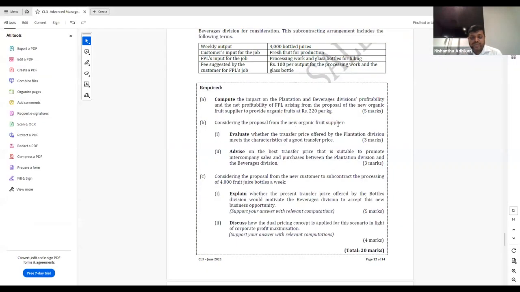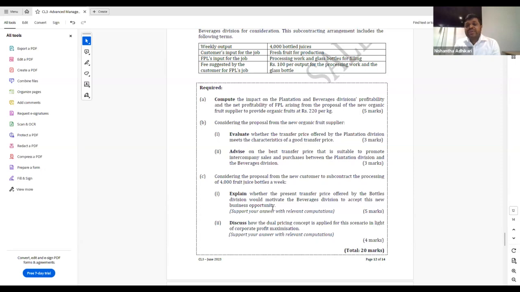Considering the proposal of the new organic fruit supplier, evaluate whether the transfer price offered by the plantation division meets the characteristic of best transfer pricing. It is not a good characteristic, because ultimately it should live with goal congruence. Goal congruence means it should be helpful to achieve the organizational objective. But here, they are not looking at the overall company point of view. If they follow this transfer pricing mechanism, ultimately it will have an impact on overall company profitability. It will dilute company profitability. Therefore, it is not suitable.